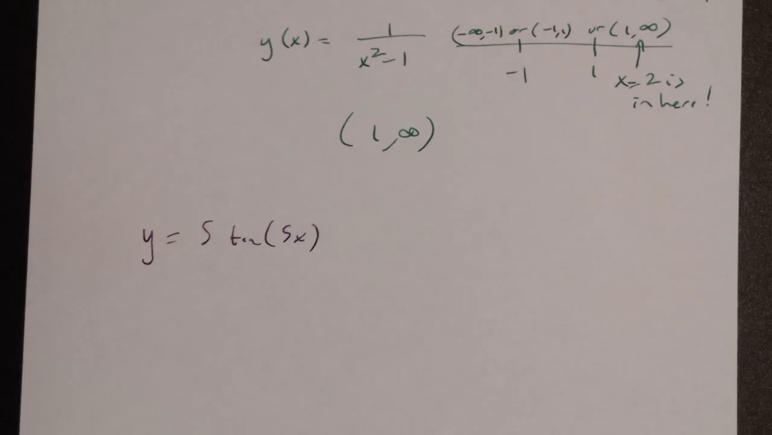Yeah, there are a lot of asymptotes on tangent. It's because it's repeating so often, right? And then we squeeze it so we get them more often.